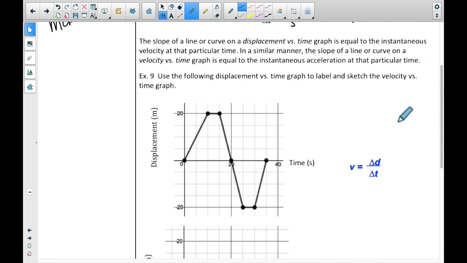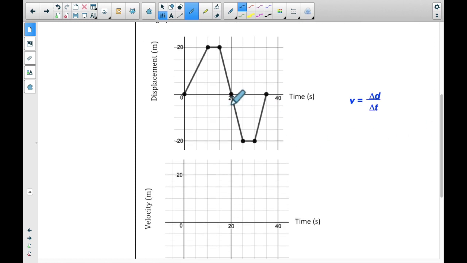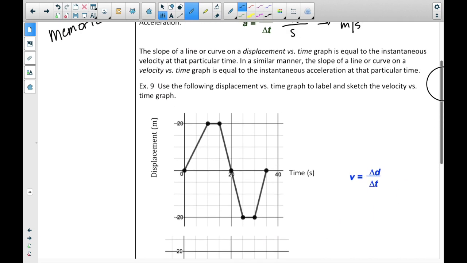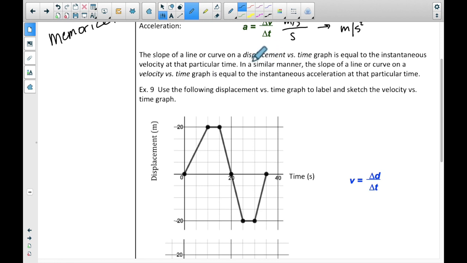Now, if we go down to the example, we're going to spend some time going back and forth between a displacement time graph and a velocity time graph. Before we do that, let's just take a minute to read through this little paragraph. The slope of a line on a curve of displacement versus time is equal to the instantaneous velocity at that particular time. And we've talked about that, how the slope of a distance time graph will give us velocity. In a similar manner, the slope of a line or a curve on a velocity time graph is equal to the instantaneous acceleration at that particular time. We haven't talked a whole lot about that, but we will. We'll keep going and giving some examples of that.